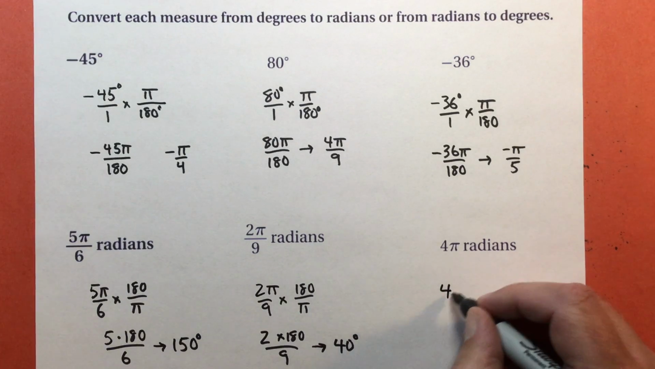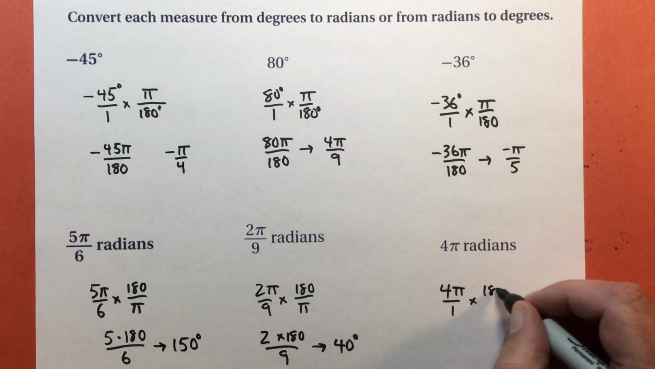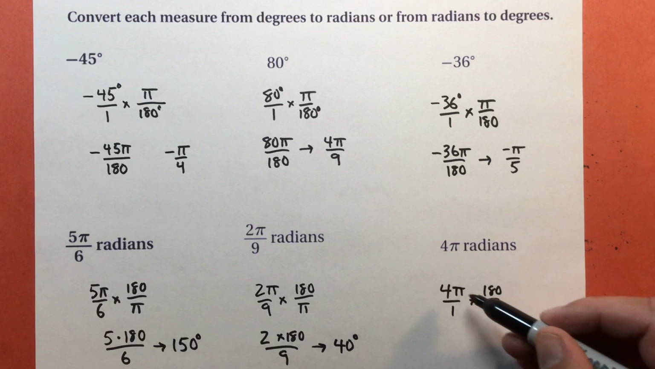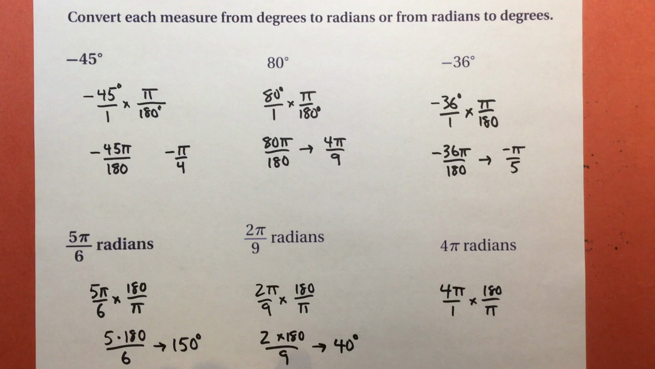And finally, 4 pi, I'll put that 4 pi over 1 times 180 over pi. Again, the pi's are going to be eliminated. So pi divided by pi equals 1, so it's going to reduce. So this just becomes 4 times 180. And if you want to multiply that, I believe that's going to be 720 degrees. So that's the process, but I promise you that you will eventually get to where you can just do this in your head. I promise you'll get there.